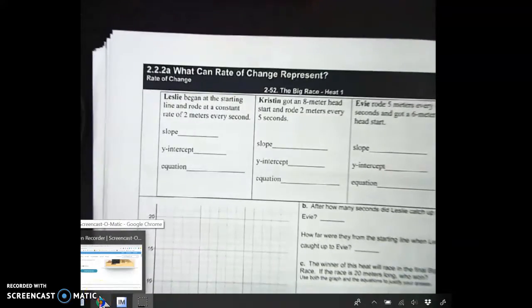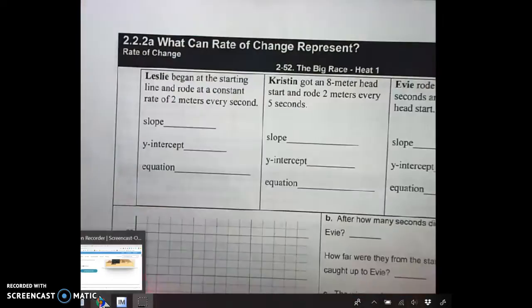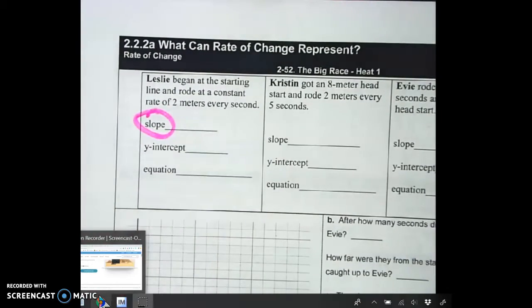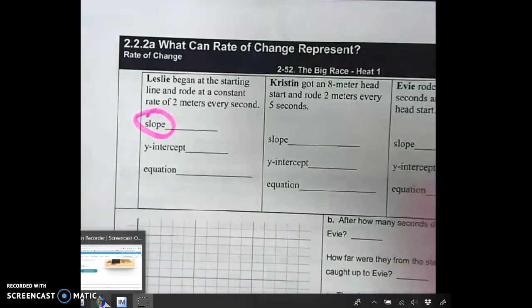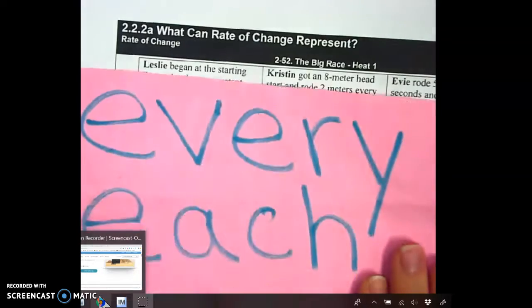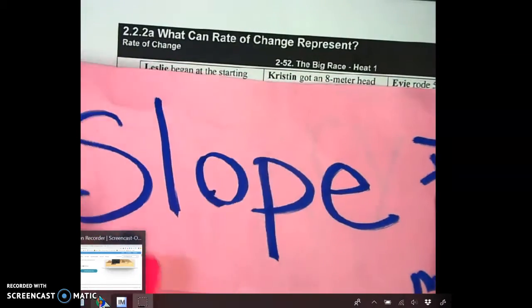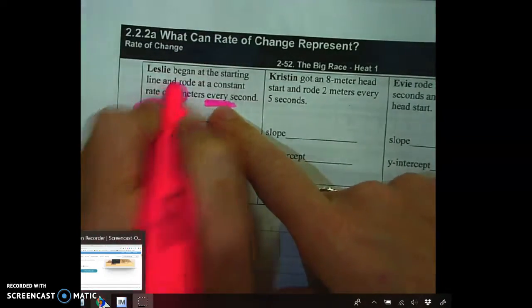Okay, so they want some information. They first want the slope. So remember, slope is my pink. And let me see. I see a word here. Let me try to get it here so you can see. Whenever you see the word every, it always means slope. So every is slope, it's pink. Okay? So that means we know the slope is 2.